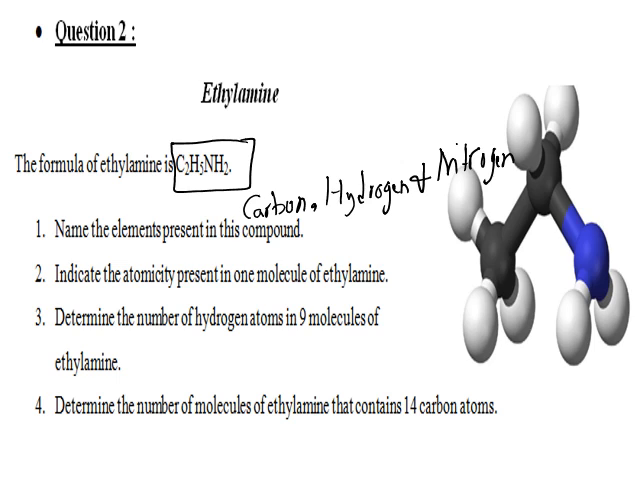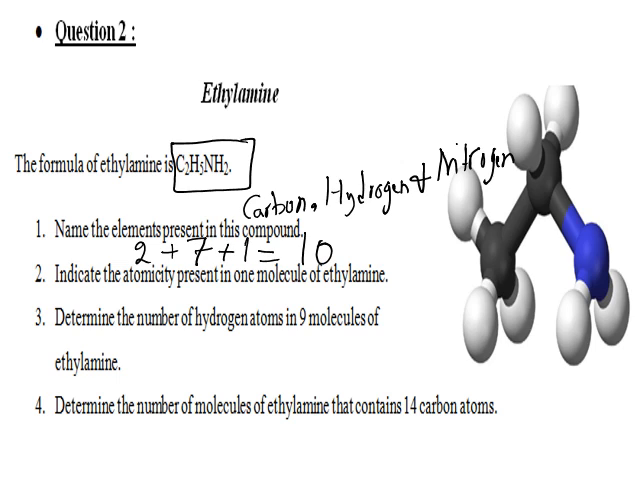Indicate the atomicity in one molecule of ethylamine. Atomicity, we have to count them. How many carbons we have? 2, so it's 2. Plus, how many hydrogen? 5. Plus 2, it's 7. Plus 1, so it's 7 plus 2, 9. Plus 1, it's 10.